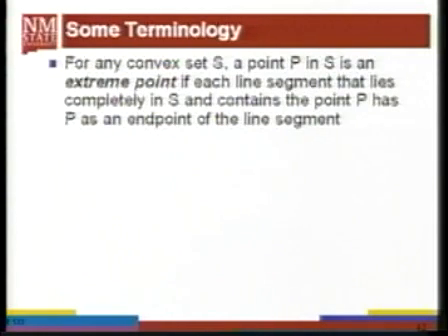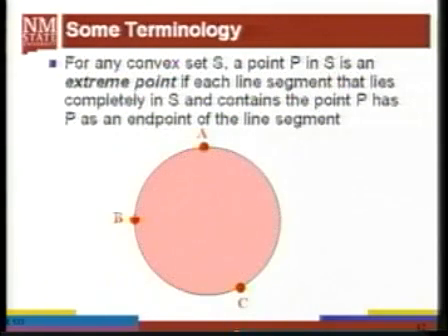And for any convex set S, a point P in S is an extreme point if each line segment that lies completely in S and contains the point P has P as an endpoint of the line segment. And let me ask you, which of these 3 points is an extreme point? A, B, or C?